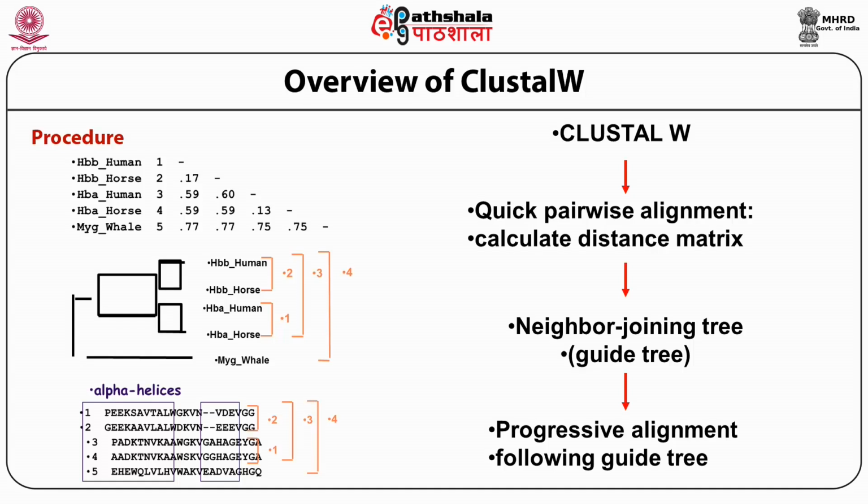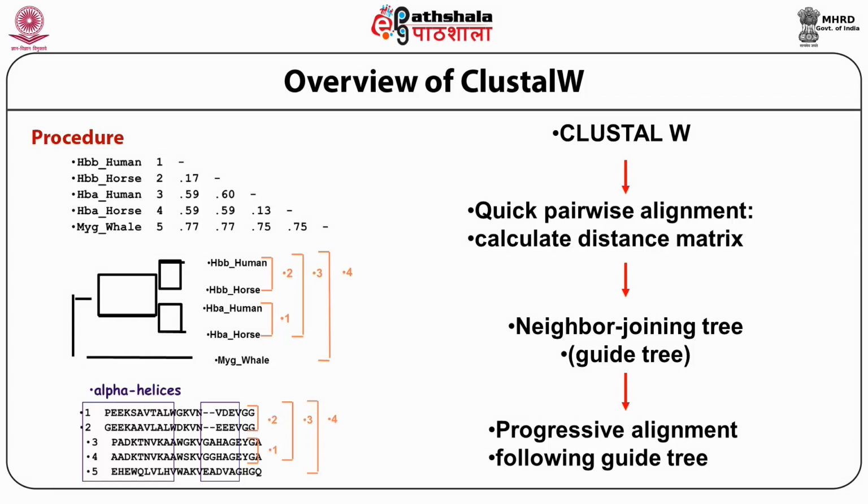Having done this, we can combine these two alignments in the third stage. So we have all the hemoglobin alignments, and at the last stage we take the other protein, myoglobin from whale, which is very different from the remaining 4, and it is aligned in the last step.